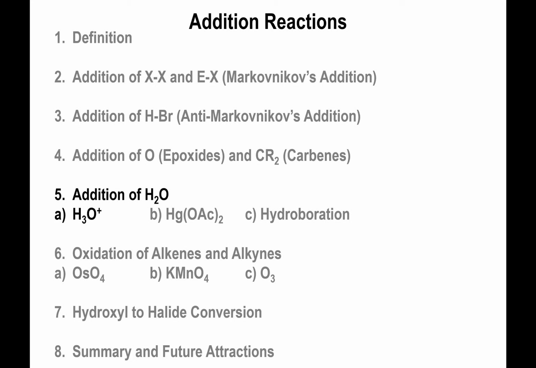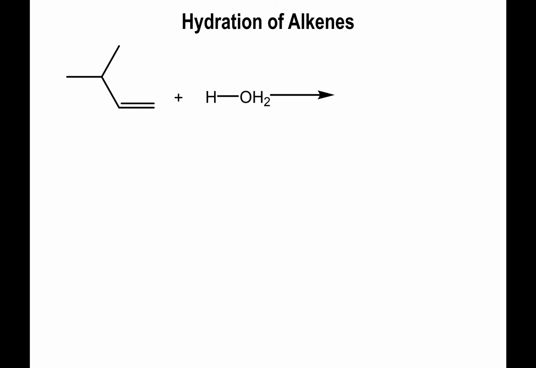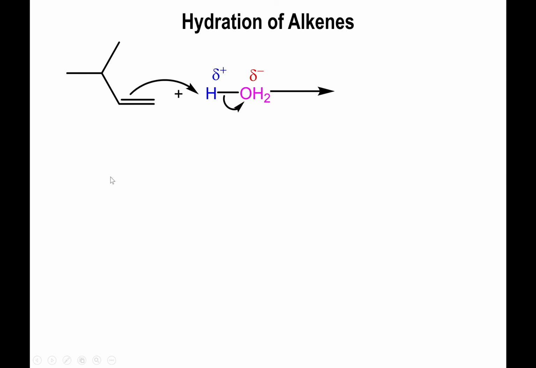Time to talk about the addition of water to unsaturated compounds. If you treat an alkene with a strong acid, technically hydronium, what you basically have here is your highly polar bond. You have a delta plus on the hydrogen and a delta minus on your oxygen. And so your alkene is ready to attack the delta plus segment of the acidic molecule.